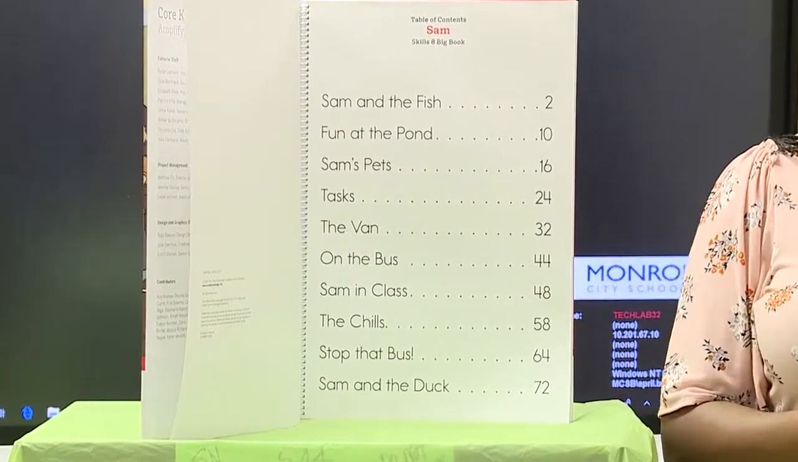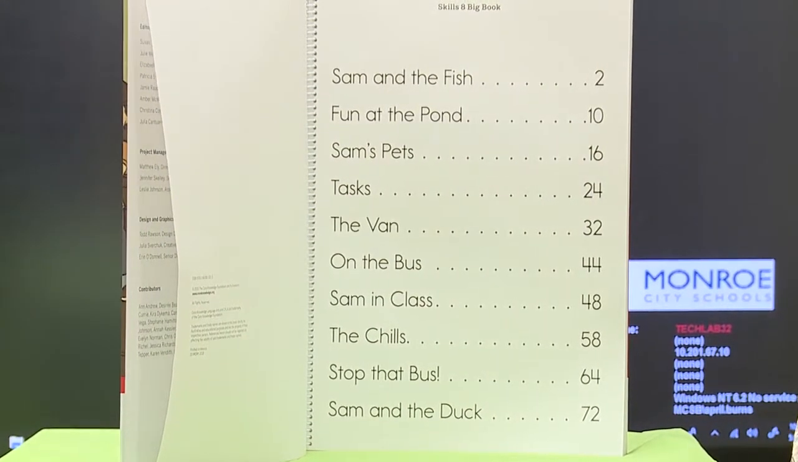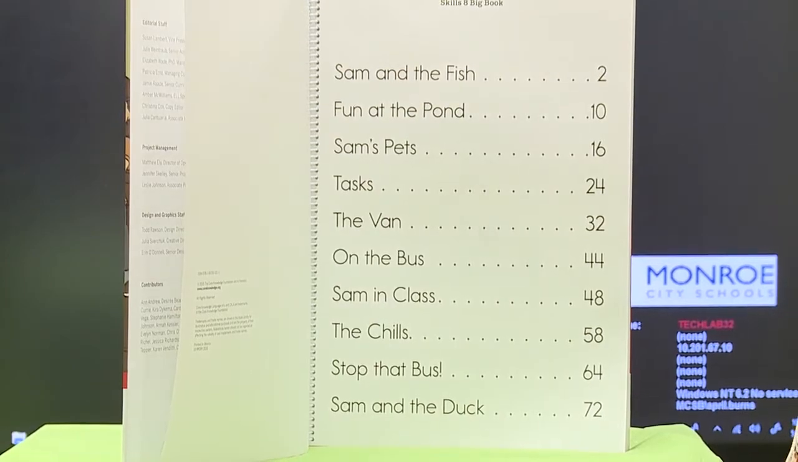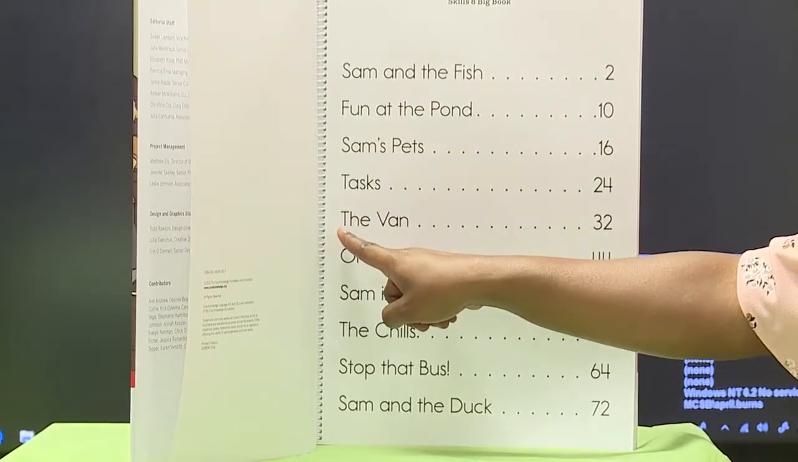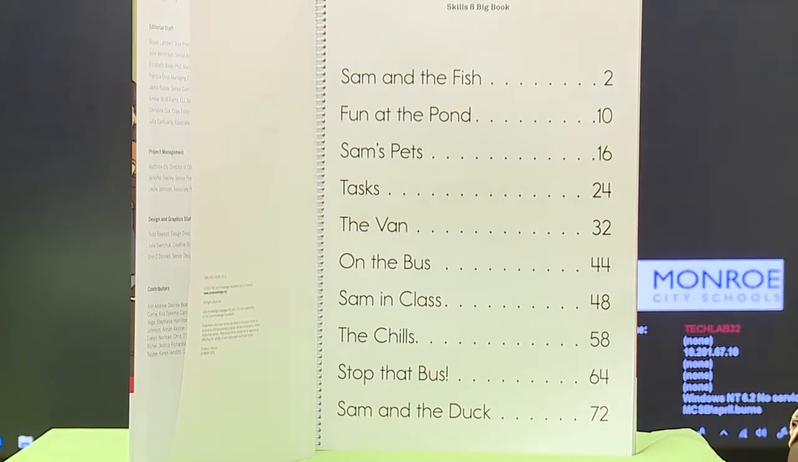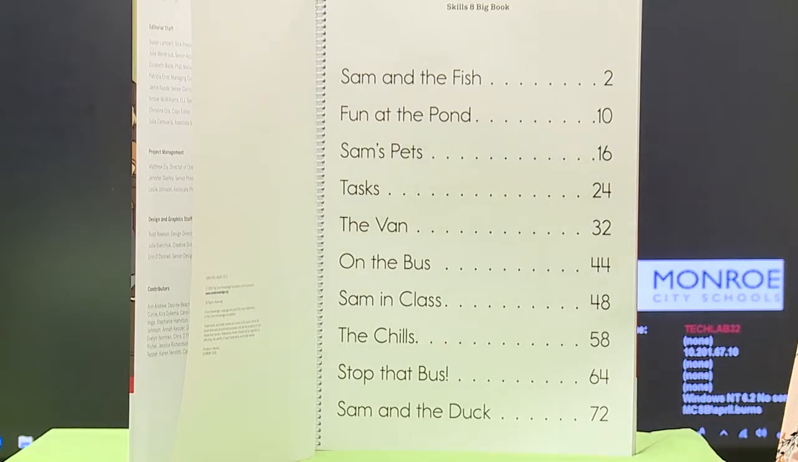Let's do another one. What if I was looking for the story The Van? The Van. What page would it be on? That's right, it will be on page 32. And it's right here, The Van, and it's on page 32. I can't believe how wonderful you did with finding those pages to those stories.